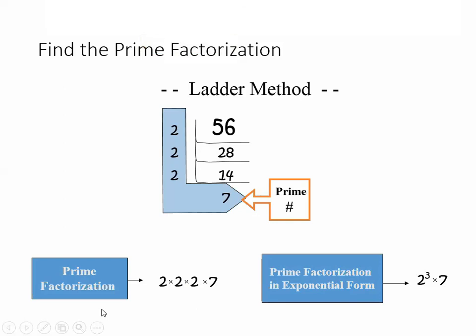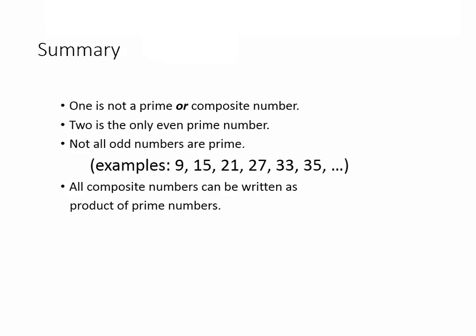So this is the ladder method for finding the prime factorization of a composite number. Now, 1 is neither a prime number nor a composite number. 2 is the only even number that is also prime. Not all odd numbers are prime numbers. If we have 9, 9 is not a prime number. Why? Because it does not have only 2 factors. It has more than 2 factors, so it is a composite number. 15, 21, 27, 33, and 35 are all odd numbers, but they are not prime numbers.